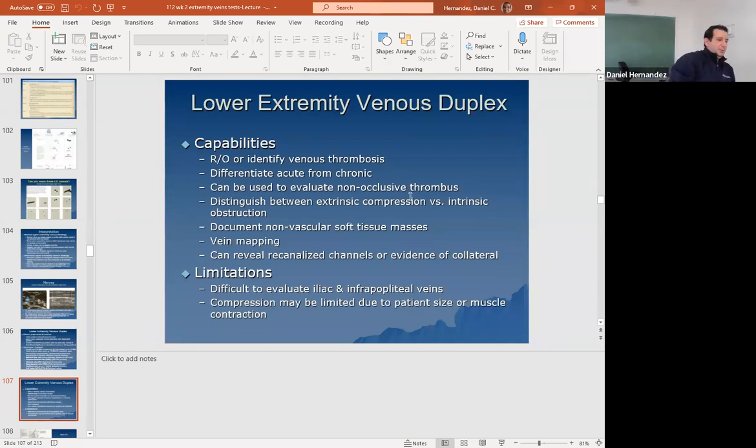So this just goes over the capabilities of our duplex again. To rule out or identify thrombus, differentiate between acute and chronic thrombus, acute and chronic changes to the vessels, distinguish between, again, extrinsic compression versus intrinsic obstruction. We can use it for vein mapping, document non-vascular soft tissue masses, and search for the presence of collateral channels.